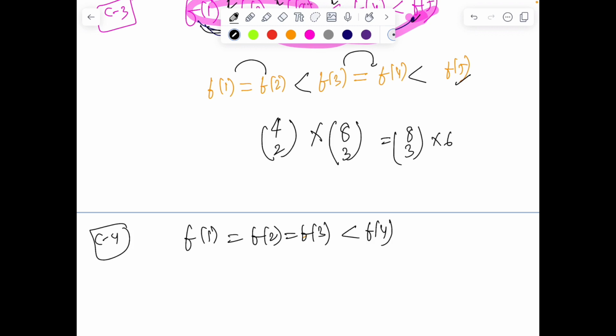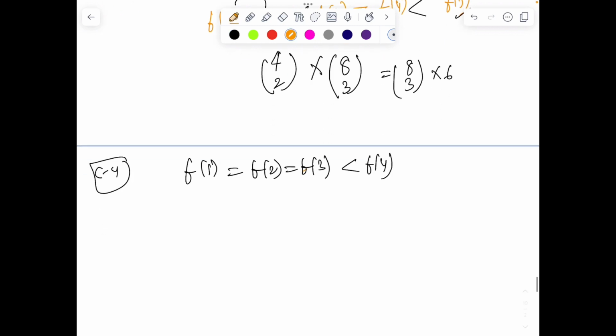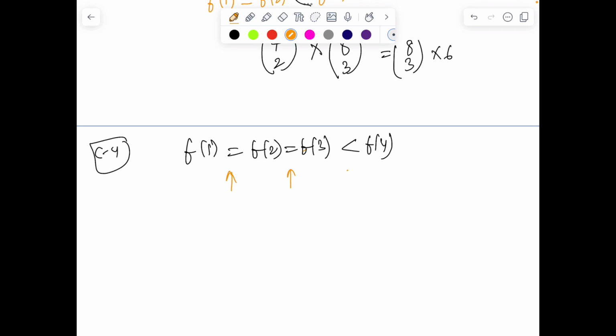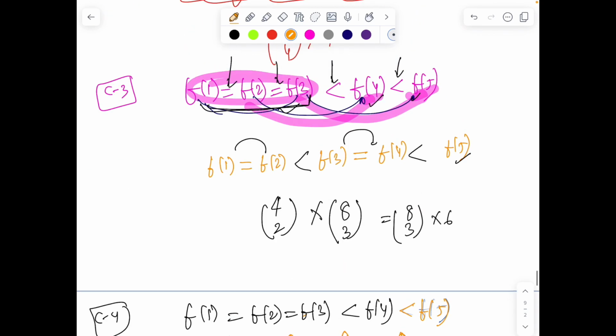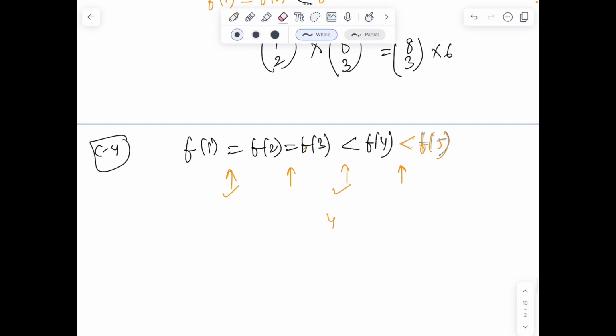Now case 3, again we have f1, f2, f3, and f4. So for equality, we have 3 places out of 4, 1 place, 2 place, 3 place. So out of these places, I'll select 2 of them where they can be equal. And we have f5. So out of these 4 places, for equality, I can select any 2 places, because for them to be equal, so 4C2.